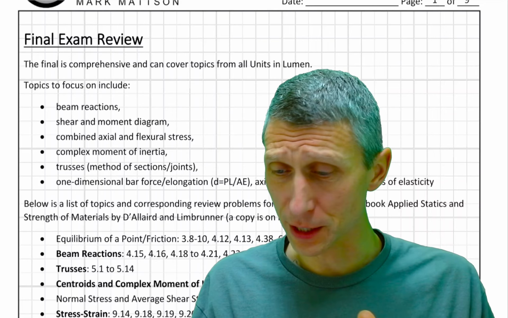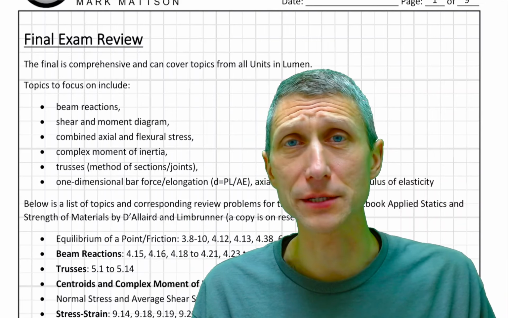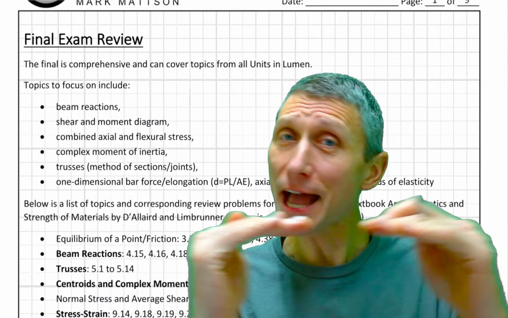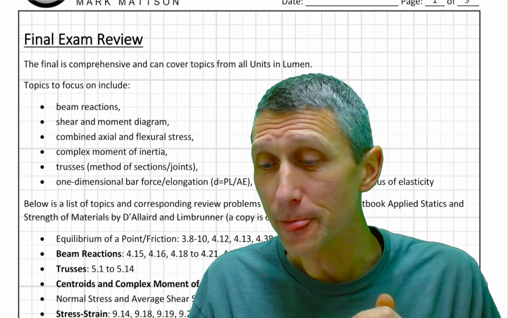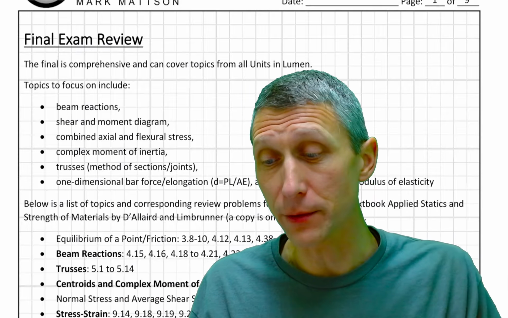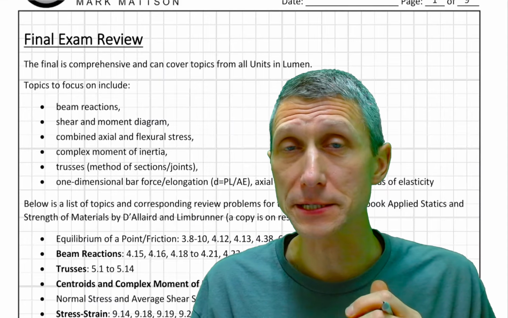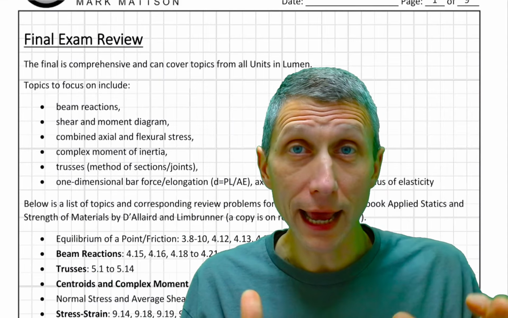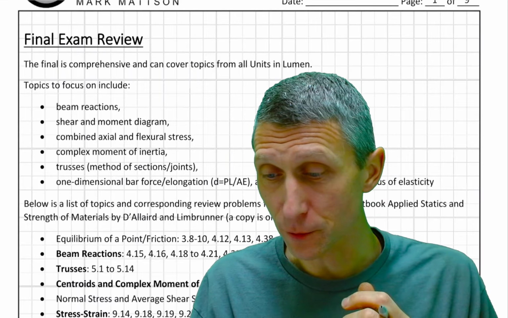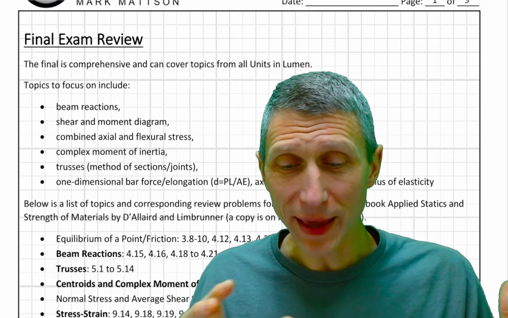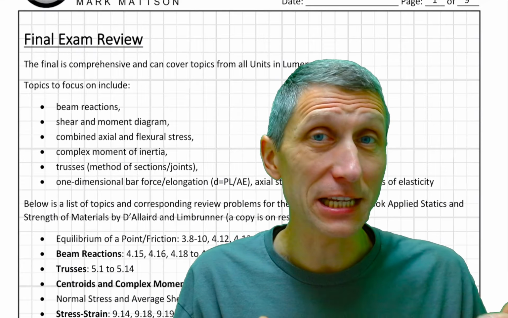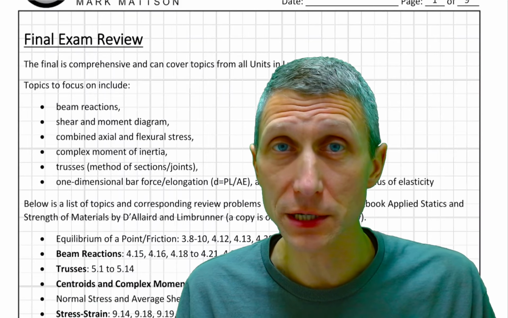You have to understand tension and compression. You will have a complex moment of inertia for a shape that does not have a horizontal line of symmetry, right? It'll be asymmetric, so you have to find a centroid. You have to find a moment of inertia using parallel axis theorem. Okay, you are going to have some trusses. You're going to have to find bar force in a truss. You are going to have some one-dimensional or axial stress-strain, modulus of elasticity types of questions. So we're going to go over those types of questions here today.